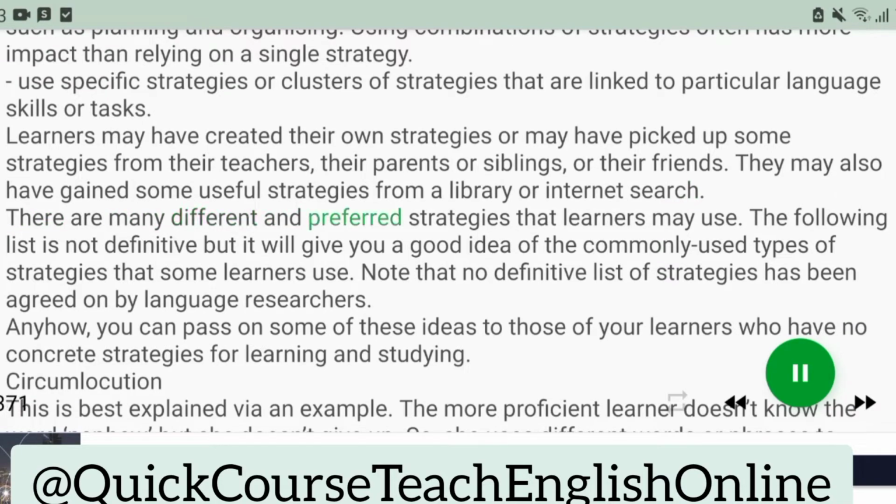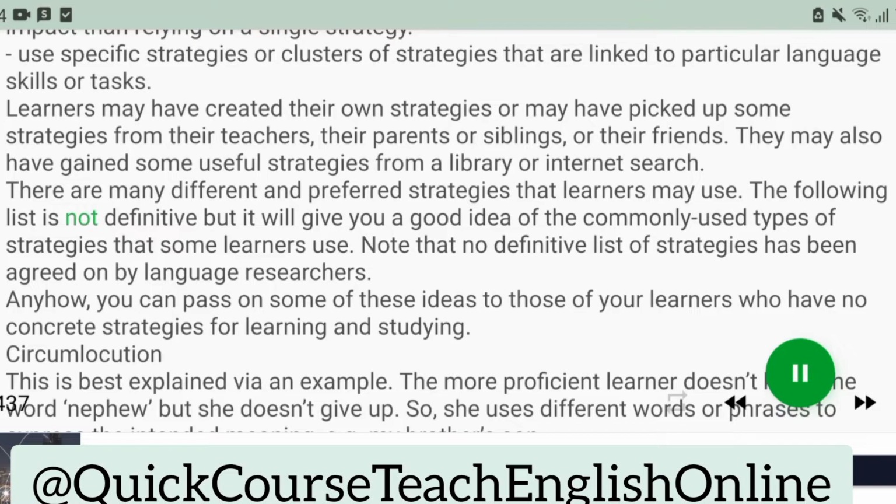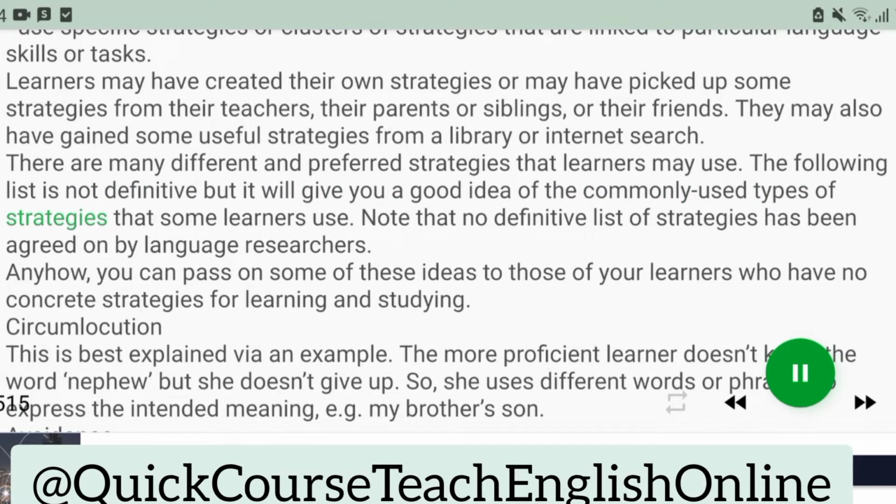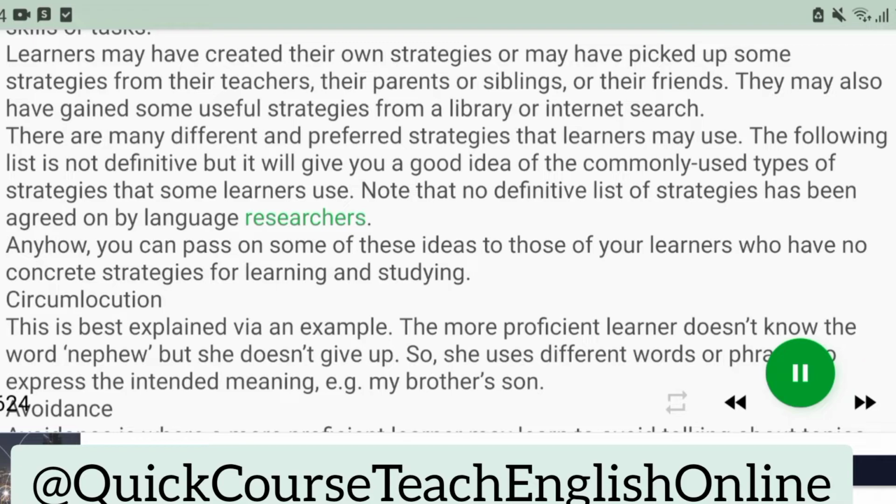There are many different and preferred strategies that learners may use. The following list is not definitive, but it will give you a good idea of the commonly used types of strategies that some learners use. Note that no definitive list of strategies has been agreed on by language researchers.